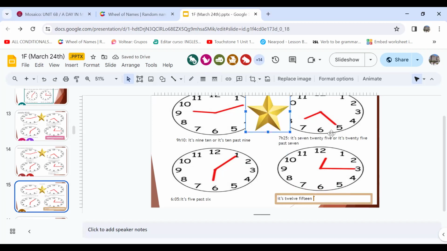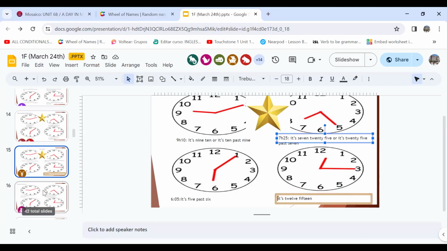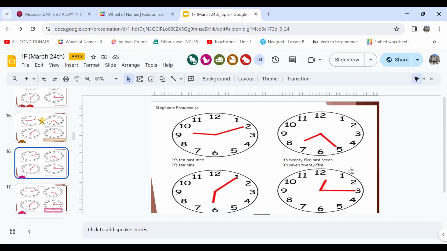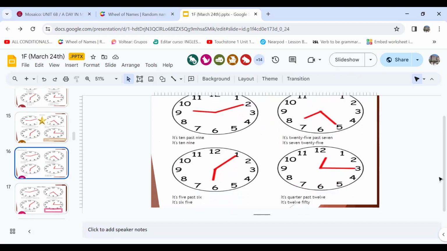Here you start. Okay, the last one. It's 10:09, it's 7:25, yes. Oops. ¿Qué pasó? 5:06. 11:15. Ah, past 12. Okay, and it's 12:50. Seguro. ¿Por qué 50? Stephanie. Okay. No, me equivoqué, perdón. Yeah.